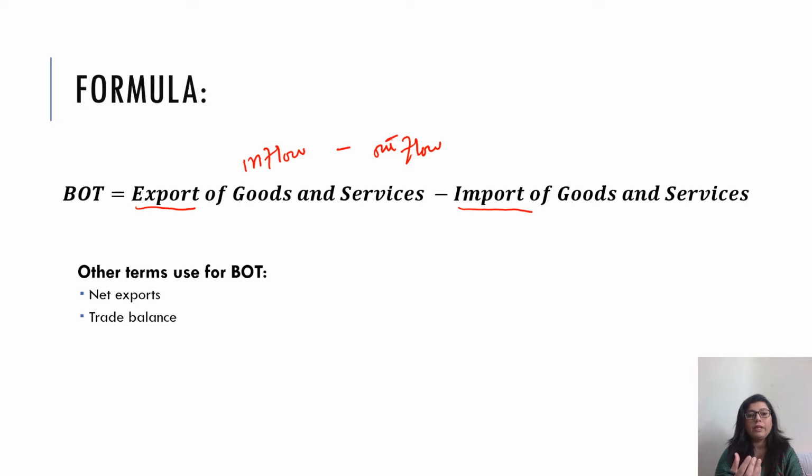Other terms that we can use for the balance of trade are net export and trade balance. You do not need to be confused when you are reading any economic article or any newspaper. They can use the term net export or trade balance instead of balance of trade.